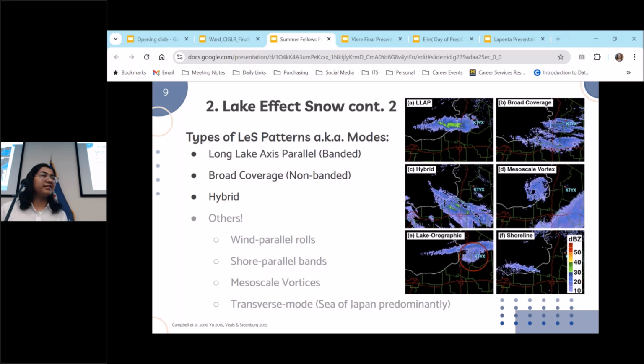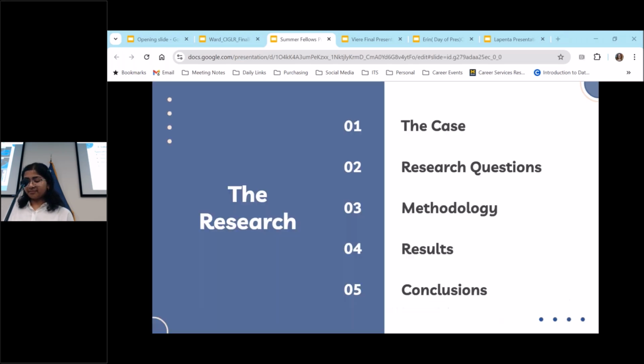Oftentimes, nature is not perfect. Usually we get a hybrid of both, but we'll be focusing on those three mainly. There are other kinds too, but for this project, we won't be focusing on them. So let's get into the research.